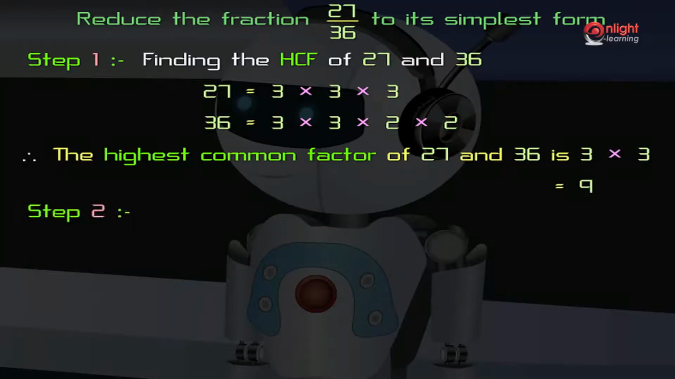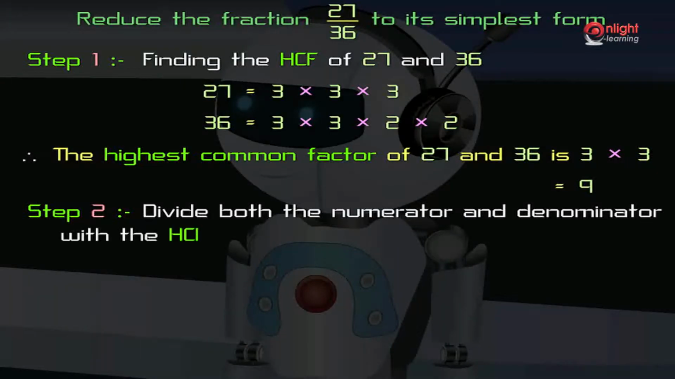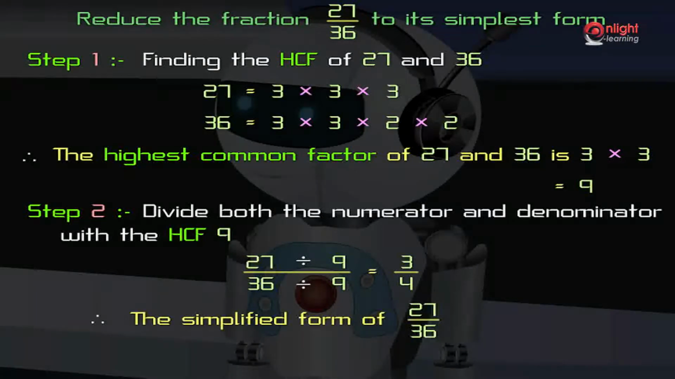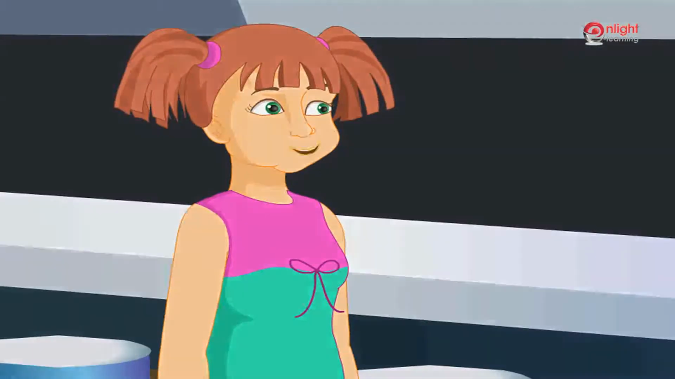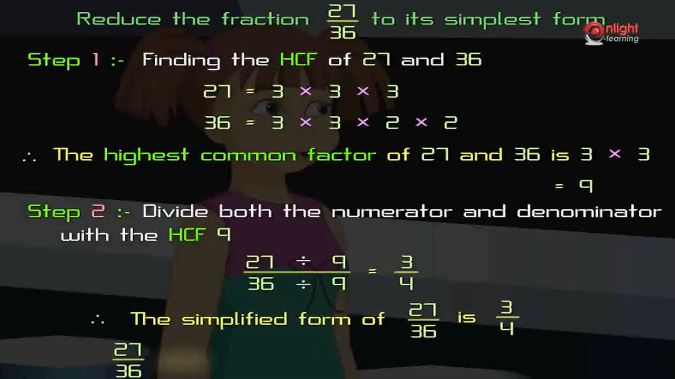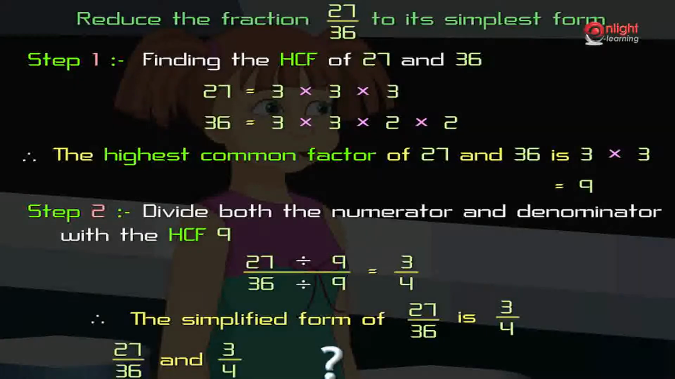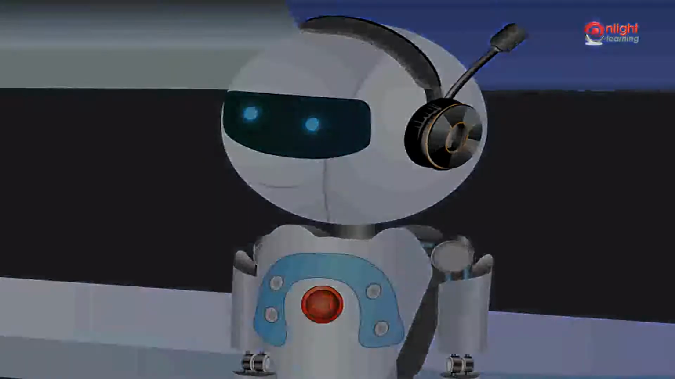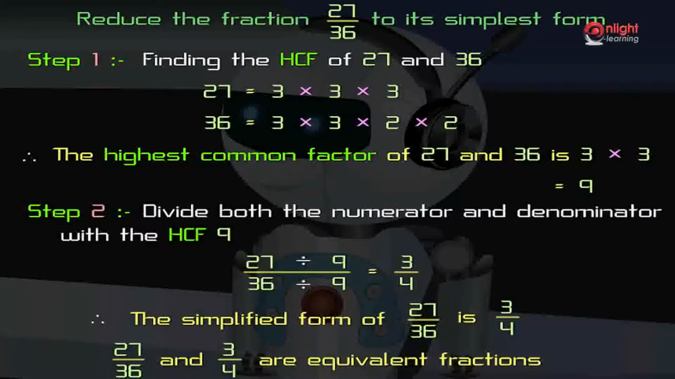Now, step 2 is to divide both the numerator and denominator with the HCF 9. We get 27 divided by 9 by 36 divided by 9 as 3 by 4. Therefore, the simplified form of 27 over 36 is 3 by 4. Are 27 by 36 and 3 by 4 equivalent fractions? Of course, they are equivalent fractions.